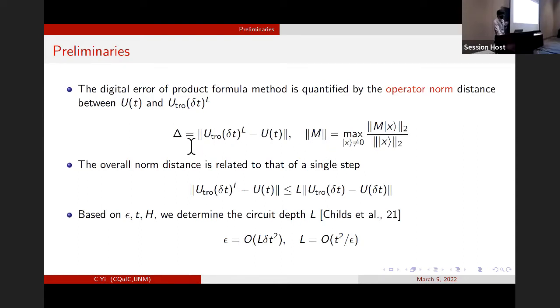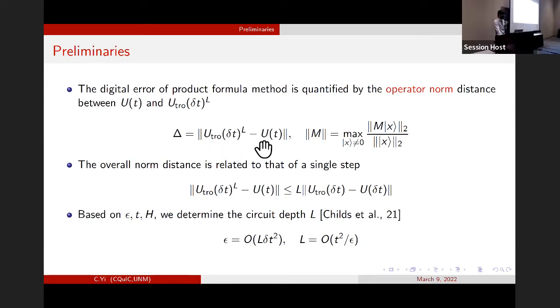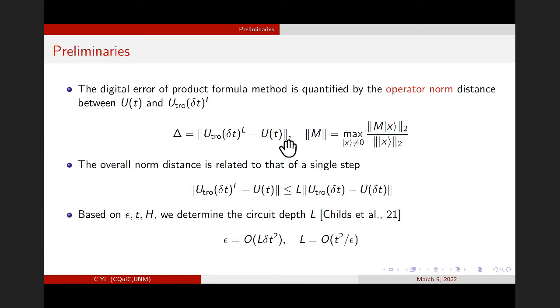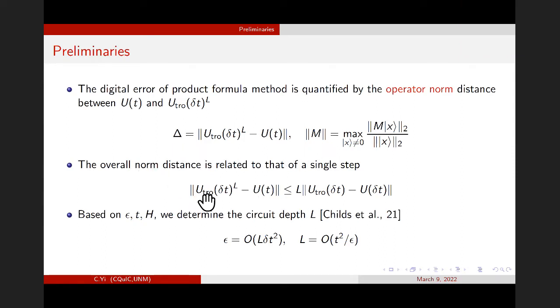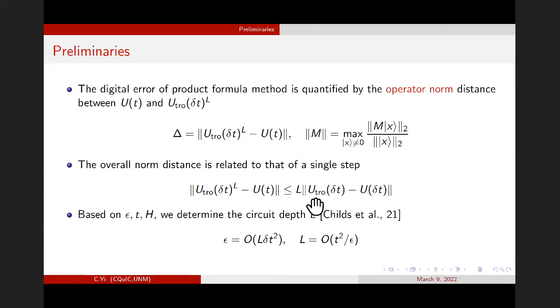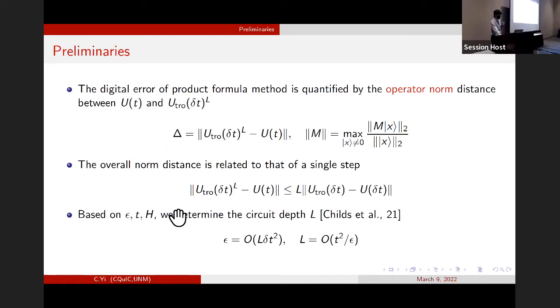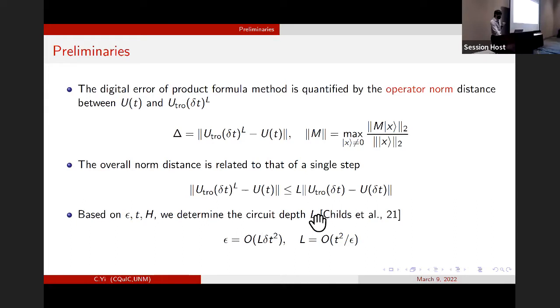The error of this method is usually quantified by considering the norm distance between the digital operator and the ideal evolution operator. The operator norm here is defined as the largest singular value of a matrix. There is a standard way to bound this norm distance. We can first relate the overall norm distance to the error of a single step, and roughly they satisfy a linear relation. Because delta is very small, we can quantify this term efficiently. Finally, based on a proper estimation of the error, the total simulation time, and the Hamiltonian, we determine the proper choice of R.